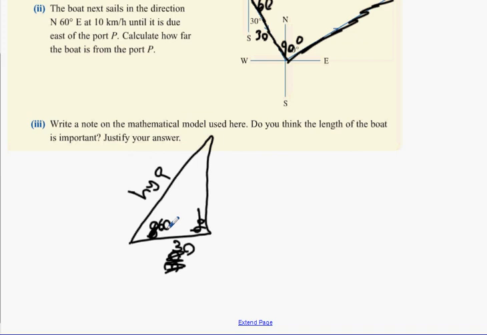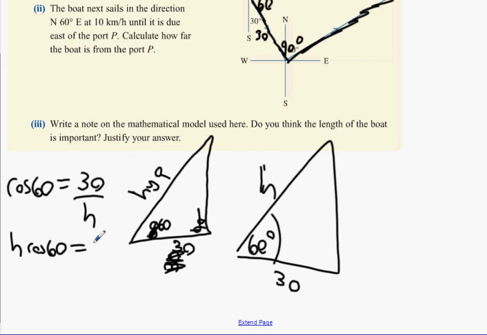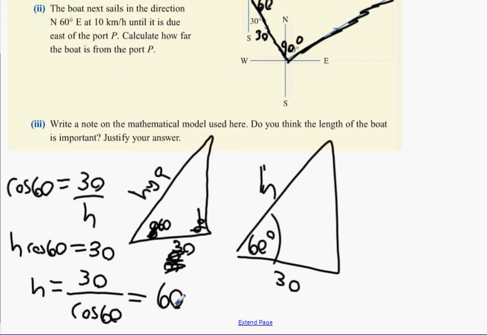So what function are we going to use? Sine, cos, or tan? We're going to use cos. Cos 60 equals 30 over h, and then after that? And what do you get? 60? Did you get that out? Good man. 60 kilometers.